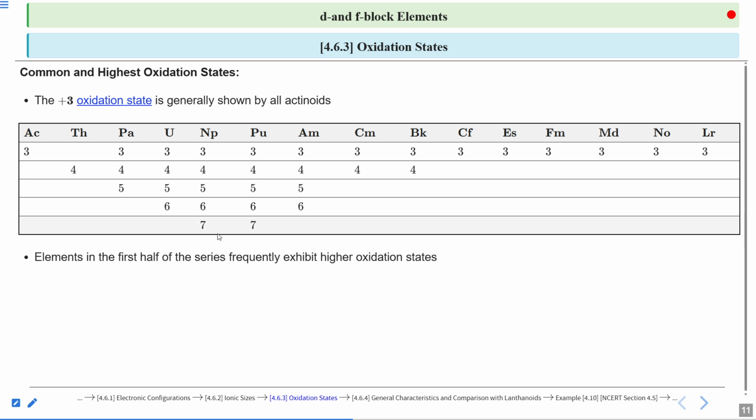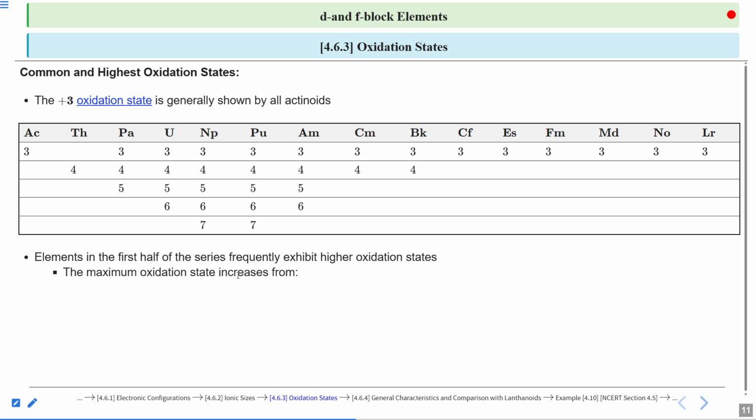Elements in the first half of the series frequently exhibit higher oxidation states, right? In the first half of the series, if you observe, elements show higher oxidation states frequently, like +3, then increasing to +4, then increasing to +5. The highest oxidation state shown by an element goes +3, +4, +5, +6, +7. So they are frequently increasing.